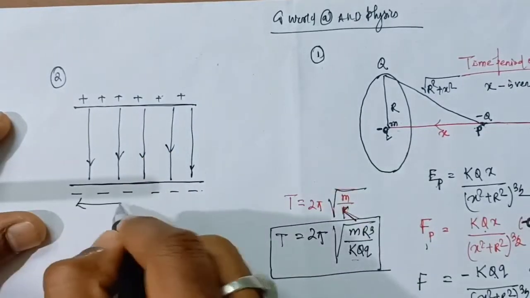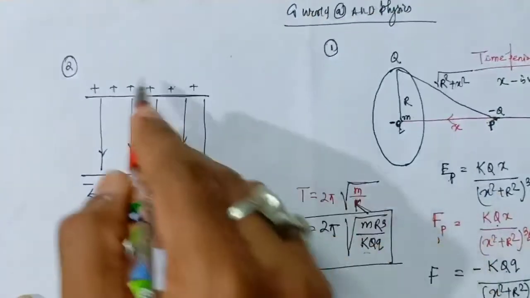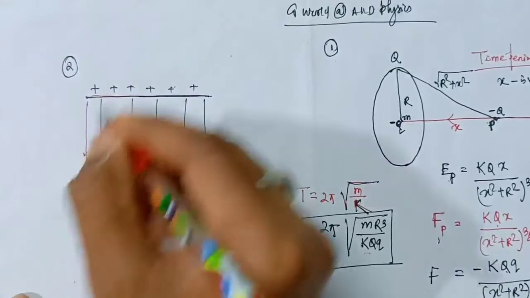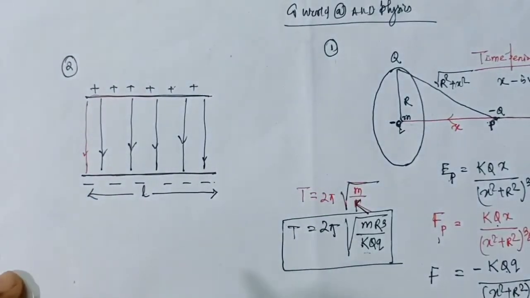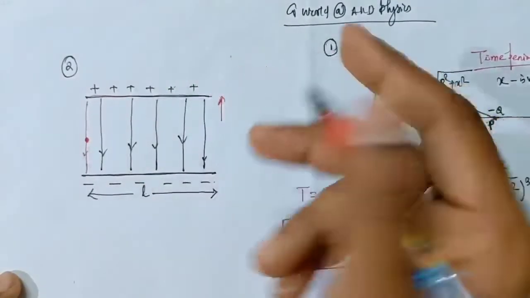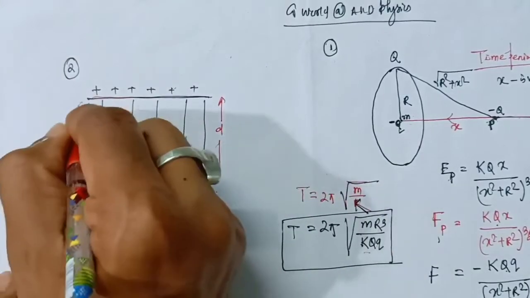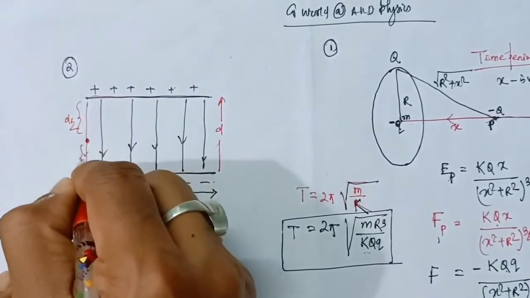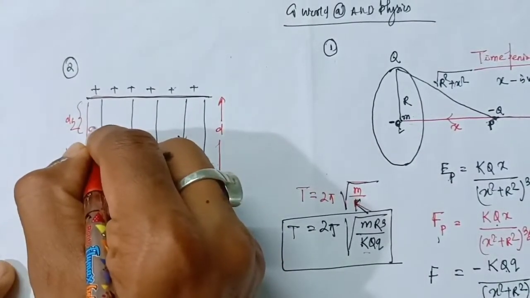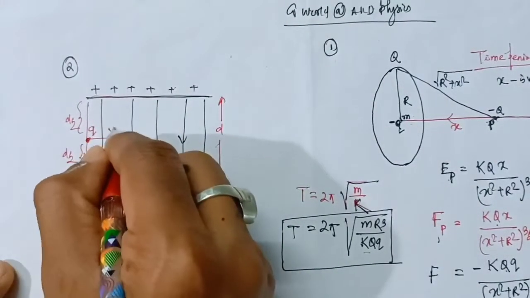And I said the length is L. This is a parallel plate, positively charged here and negatively charged here, and the length is L. The electric field is always from positive to negative. And I said the width of the parallel plate is d. Exactly at the middle of the plates, this distance is d by 2 and this distance is d by 2.